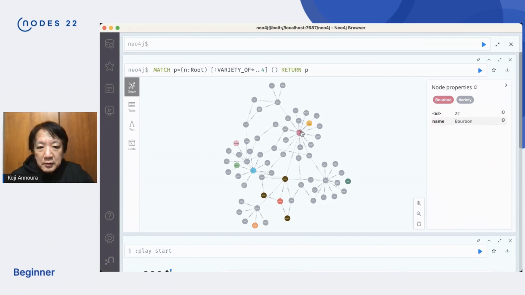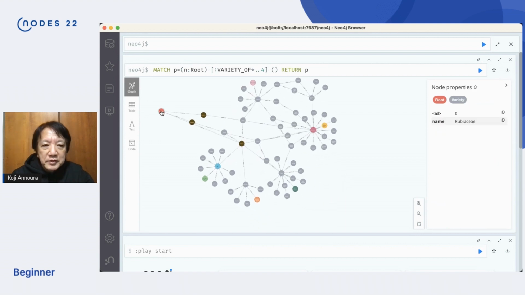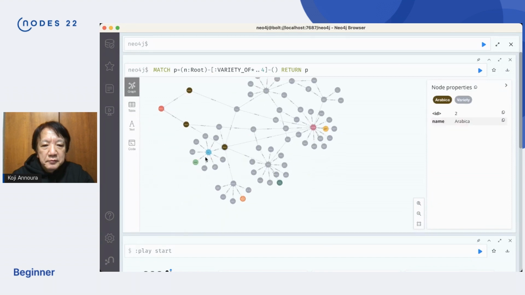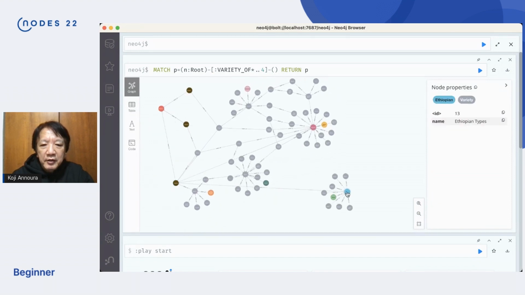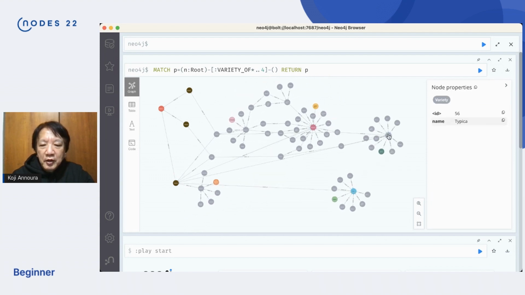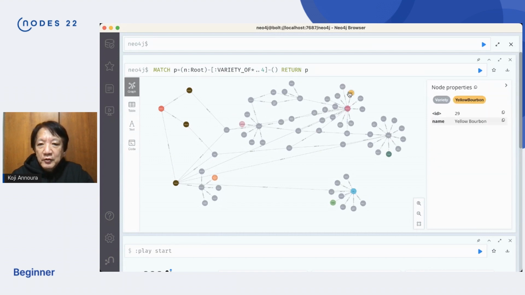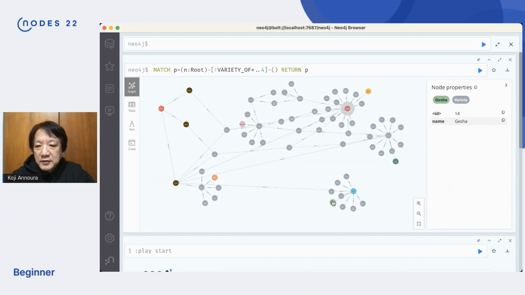This is the root and three beans, and a lot of beans here. This is bourbon here, yellow bourbon here, and this is Kona coffee, and this is geisha here. Ethiopia beans is here.